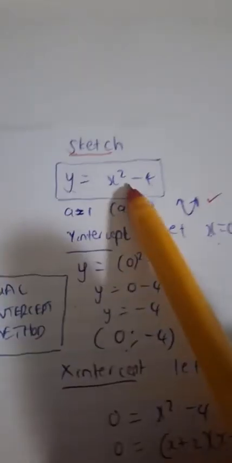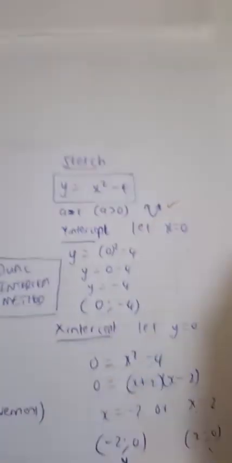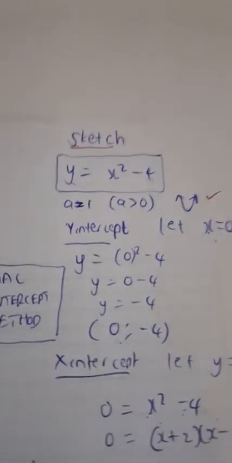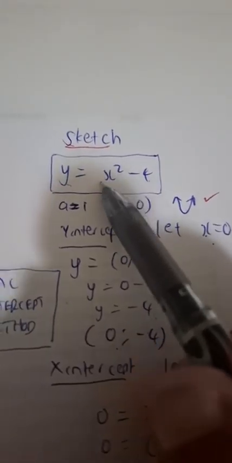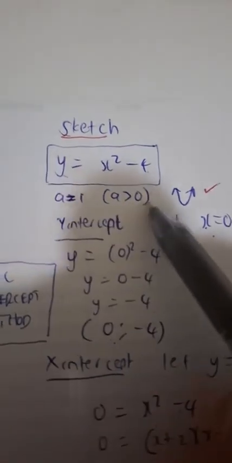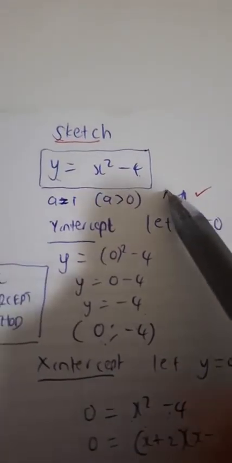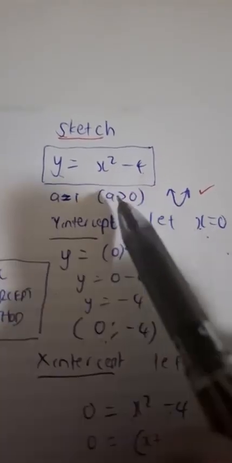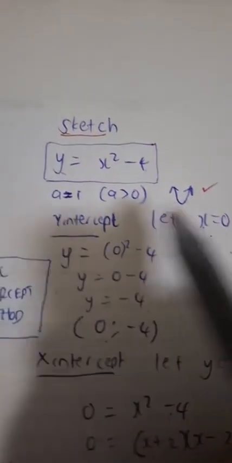So let's look at a quick sketch, because in grade 10 we learned how to sketch a quadratic function. Here's the function y = x² − 4. First and foremost, we look at the parameters. The coefficient of x² is 1, meaning a is equal to 1. That means a is positive, so we can expect a concave up function. That's what we expect as far as the shape is concerned, because a is greater than 0.